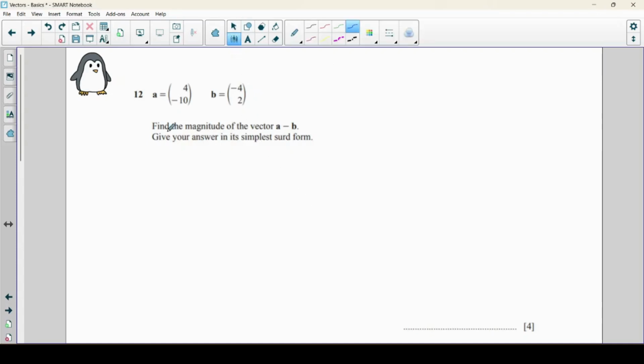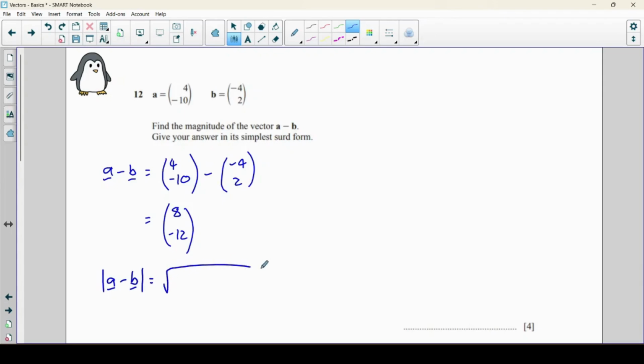This question wants us to find the magnitude of the vector a minus b. To do that, first of all, let's find the vector a minus b. So a is 4 minus 10. Subtract b, which is minus 4, 2. So we've got 4 minus minus 4, which is 4 plus 4, so 8. And minus 10 subtract 2 is minus 12.